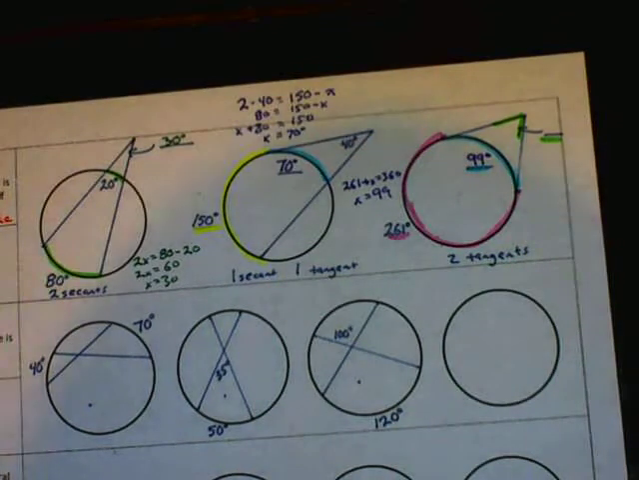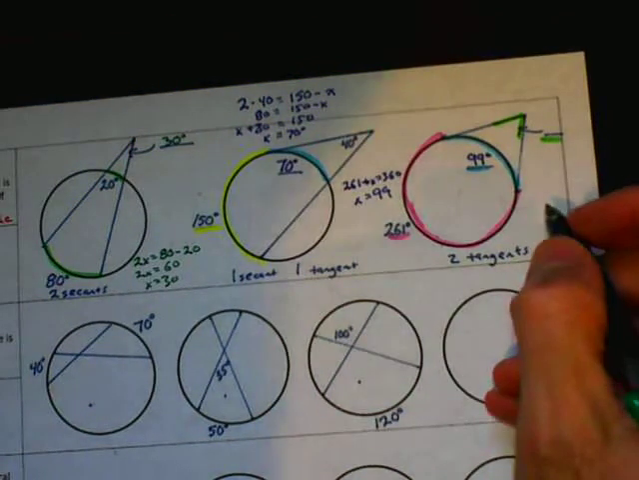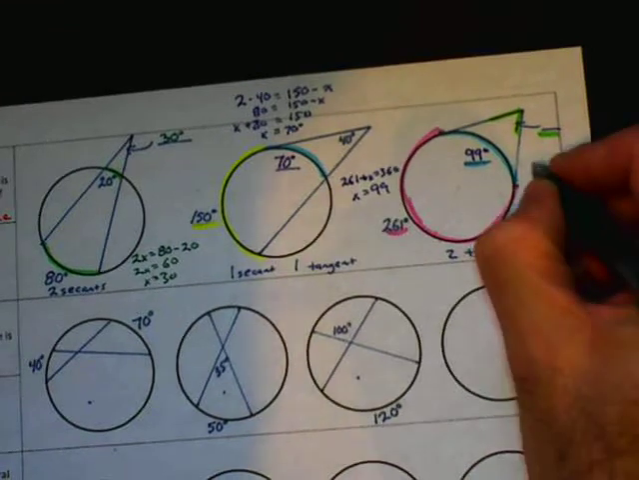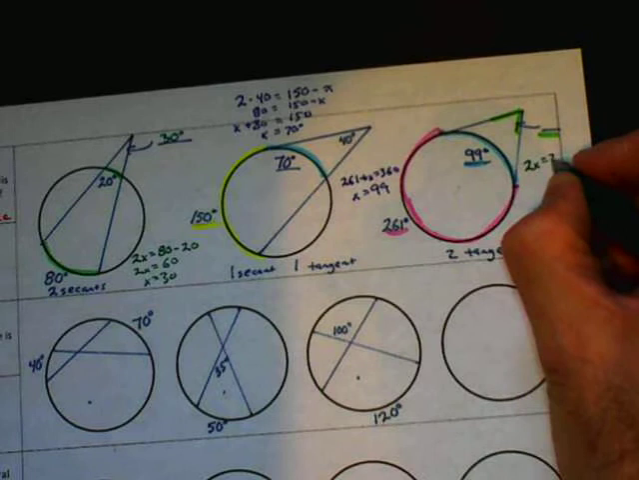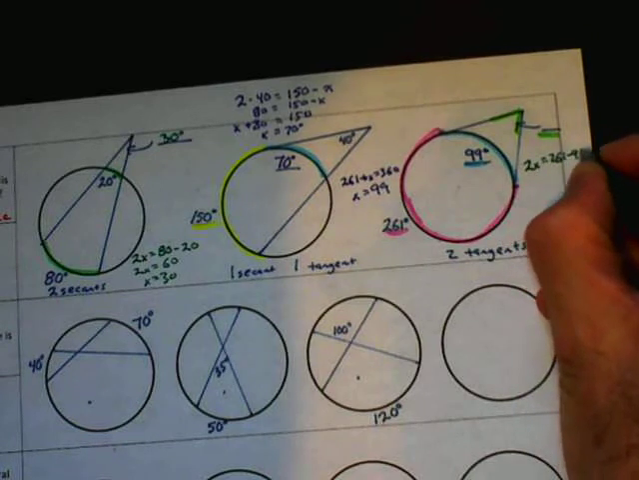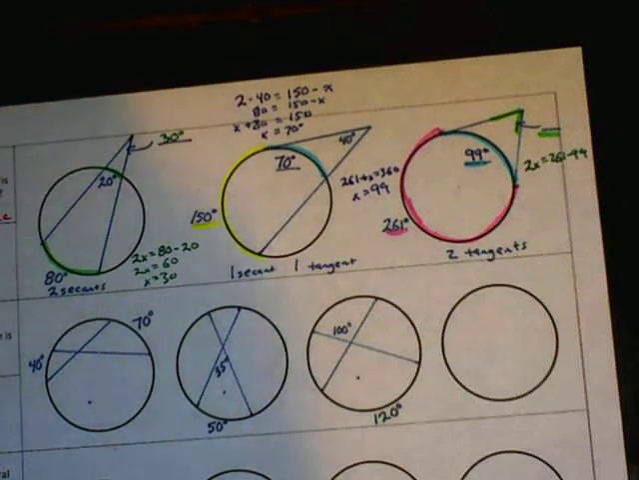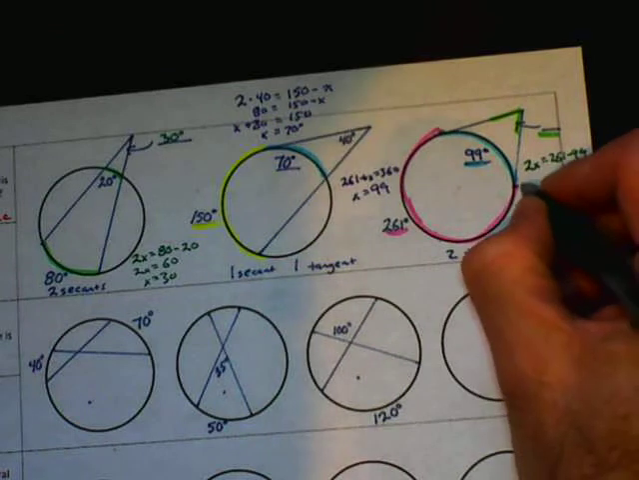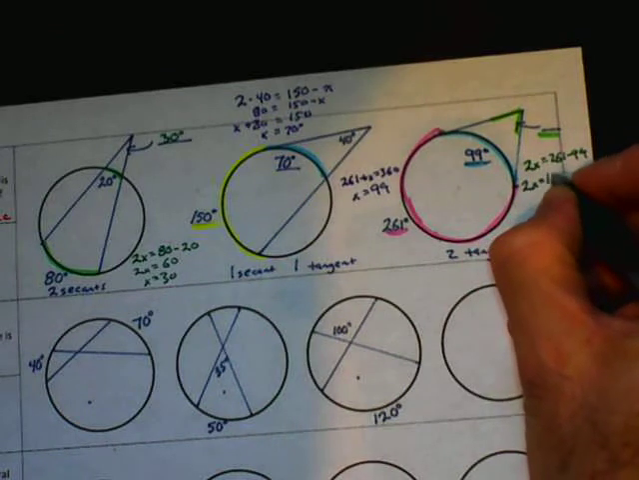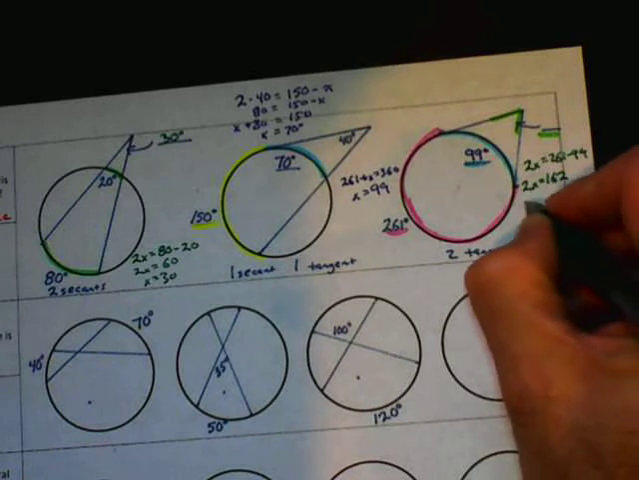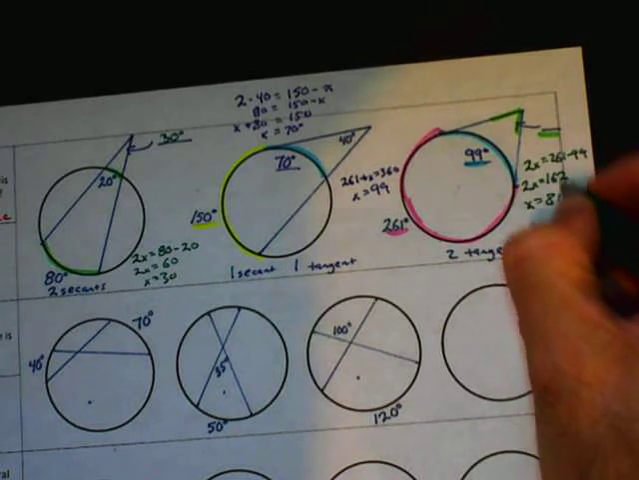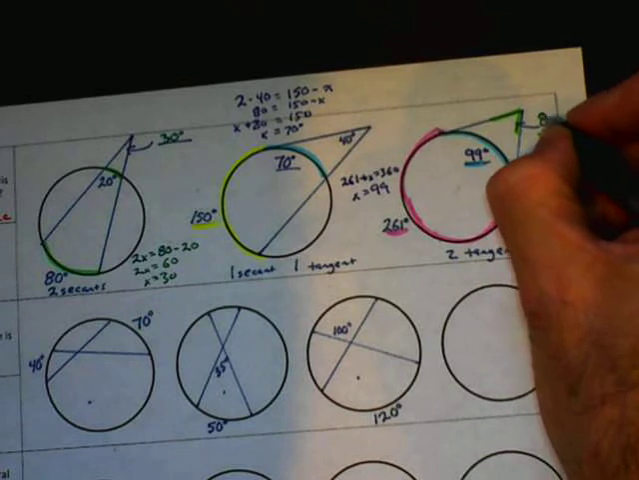That angle measure is going to be 2x equals 261 minus 99. 261 minus 99 gives us 2x equals 162. Divide both sides by 2, and you get 81. So this is 81 degrees.